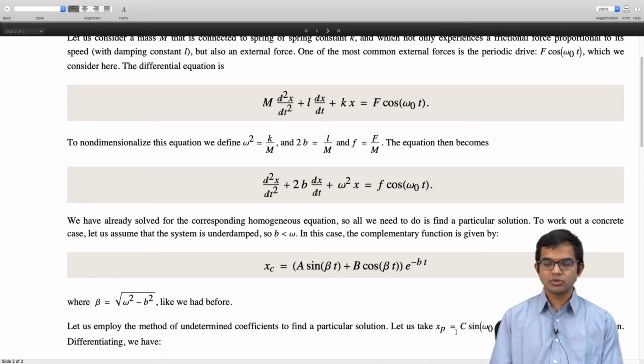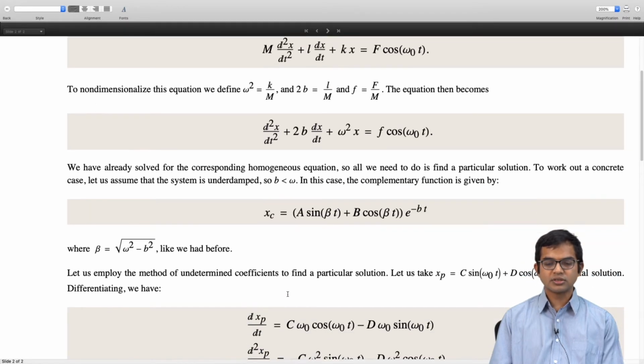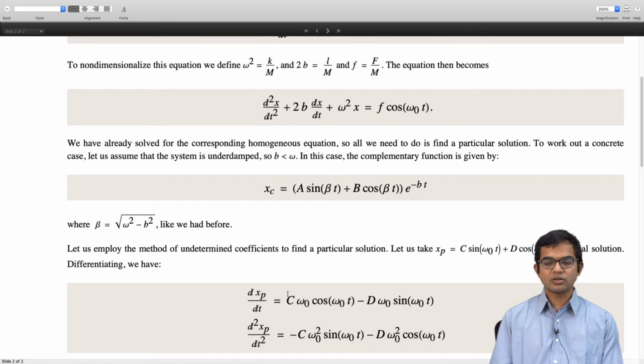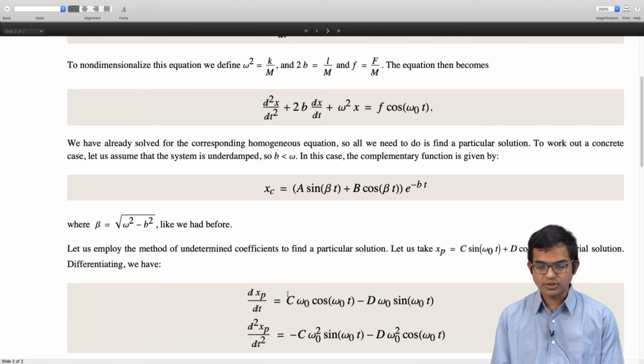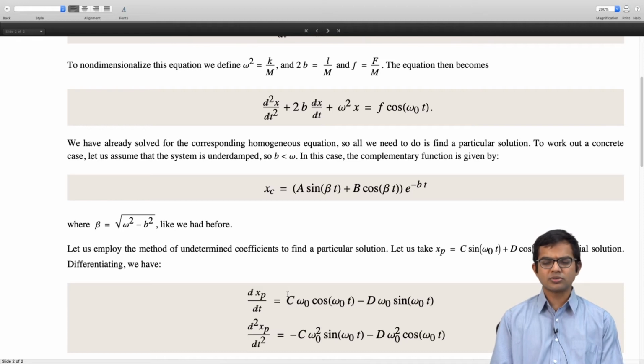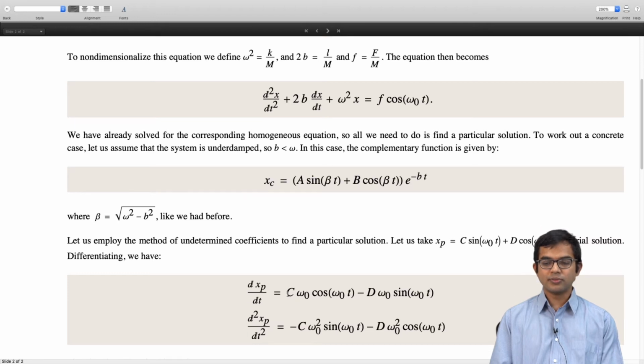So we have to consider both of these: c sine of omega naught t plus d cosine of omega naught t. And then if we differentiate this, we have c omega naught cosine of omega naught t minus d omega naught sine of omega naught t. A second round of differentiation, and we get minus c omega naught squared sine of omega naught t minus d omega naught squared cosine of omega naught t.